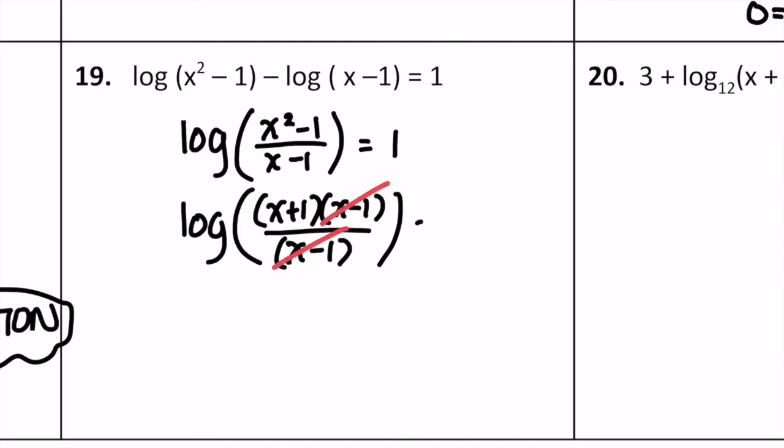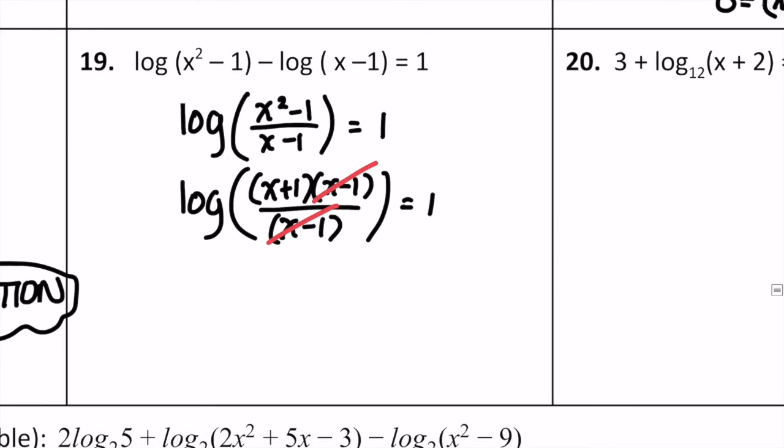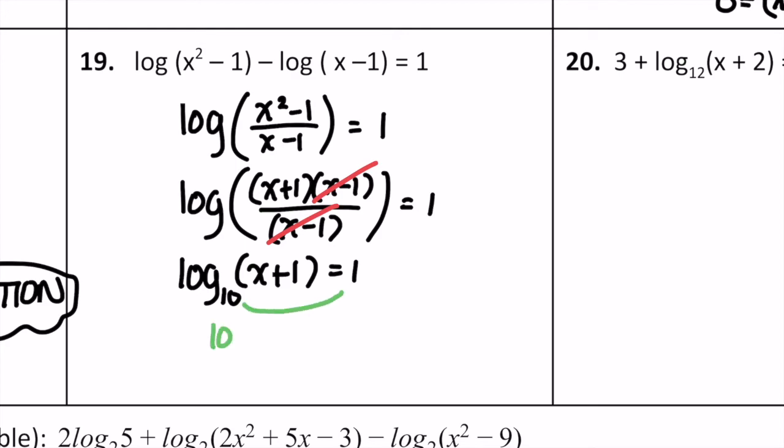From here, I'm going to have log of x plus 1 is equal to 1. I have a single logarithm equal to a constant. The base, if you don't see one, is 10. I'm going to rewrite this in exponential form. I have 10 to the first power gives me what's inside. 10 to the first power is x plus 1, so I have 10 is equal to x plus 1.